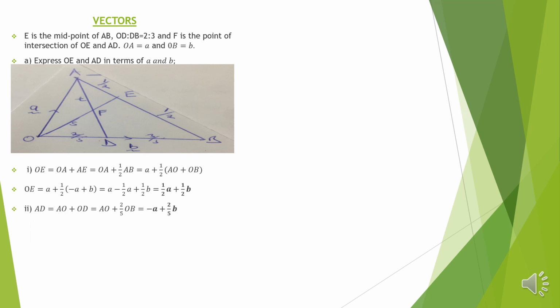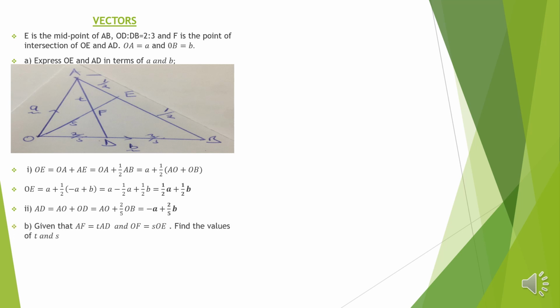Next, you are supposed to get AD, and AD equals AO plus OD, which again we can simplify by saying that AD equals AO plus 2 over 5 OB. By substituting that one, we get that it is negative A plus 2 over 5 B.